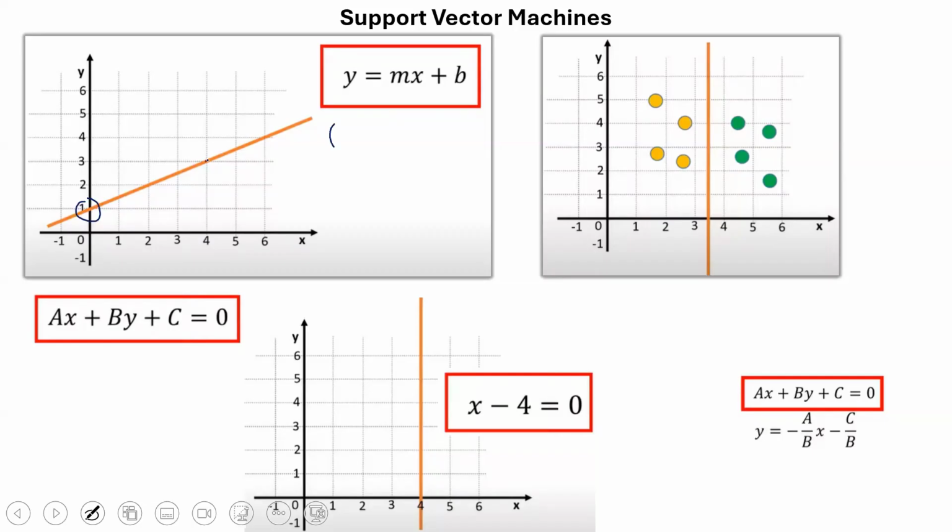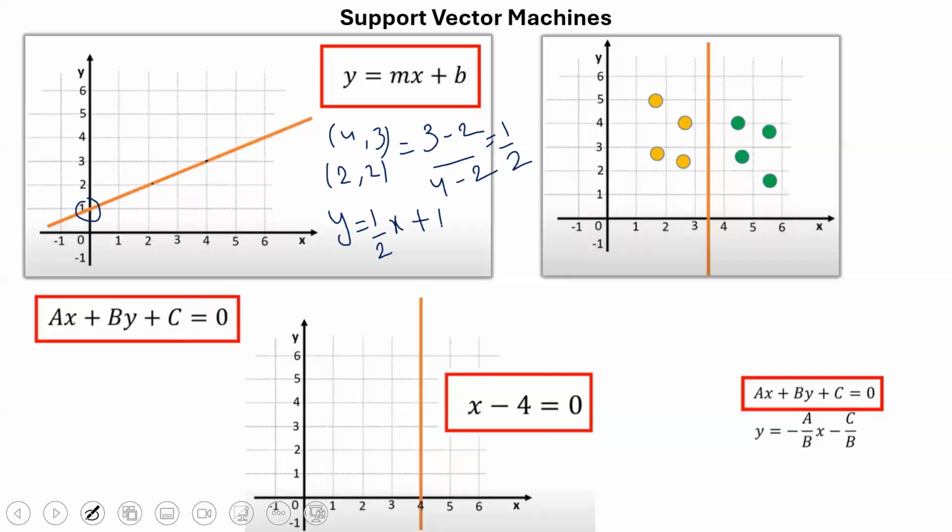If you take this particular point, (4, 3) is one of the points and (2, 2) is another. To calculate the slope, it is (y2 minus y1) by (x2 minus x1), which is 1 by 2. So if you want to represent this line, it becomes 1 by 2 into x plus 1, where 1 is the intercept. So this is how you represent this particular line.